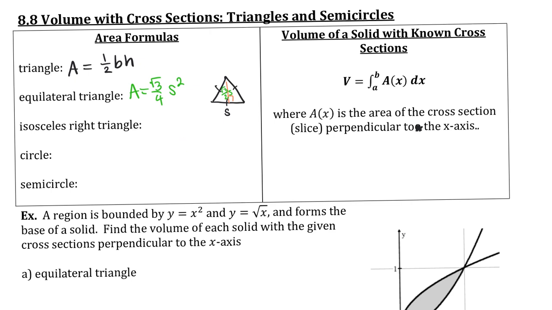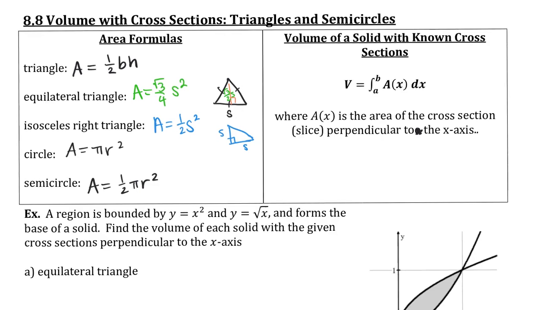Okay, how about an isosceles right triangle? It's a right triangle. The legs could be S and S. In that case, it's going to be 1/2 S times S, or 1/2 S squared. Now if it's a circle, it's pi r squared. If it's a semicircle, it's going to be 1/2 of pi r squared because it's a half circle.